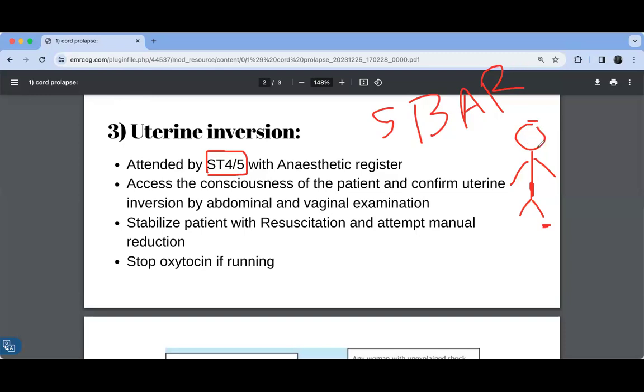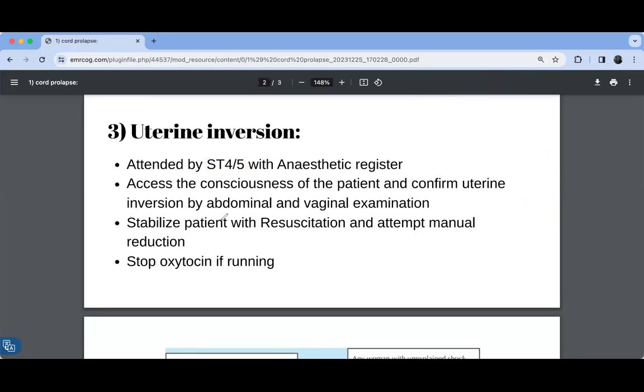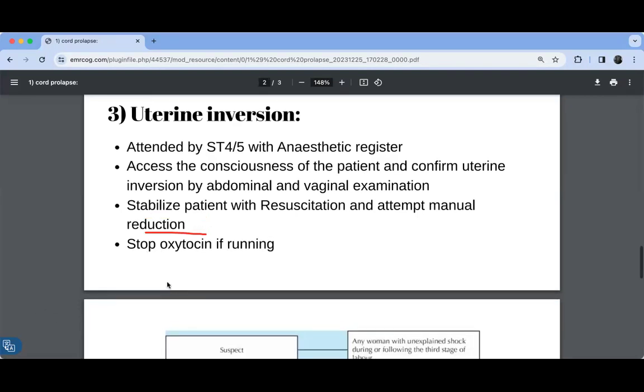So vitals, consciousness level, and go next to the abdominal and vaginal examination quickly, because you need the assessment before you start management. The mistake is that you manage before the assessment. So a correct assessment is needed, and you will decide the level of urgency in this case. Stabilization, this is the management. This is the recommendation, the R in SPAR. Stabilize the patient with resuscitation and attempt manual reduction. Of course, the oxytocin, if it is running, you have to stop it, right?